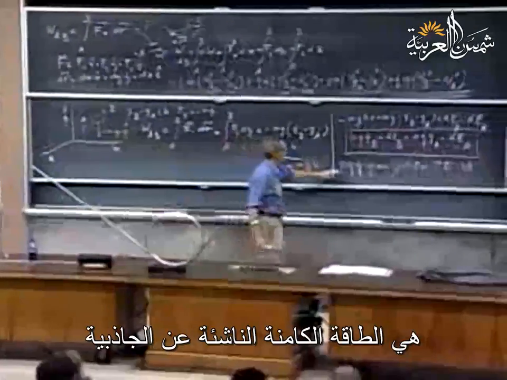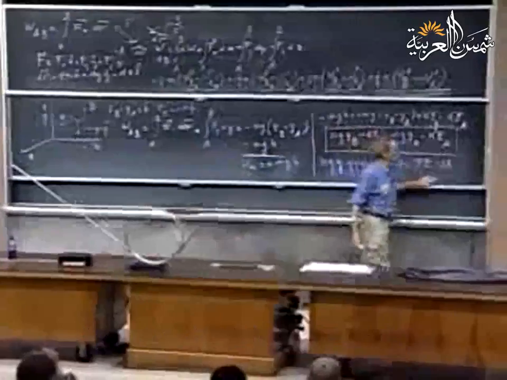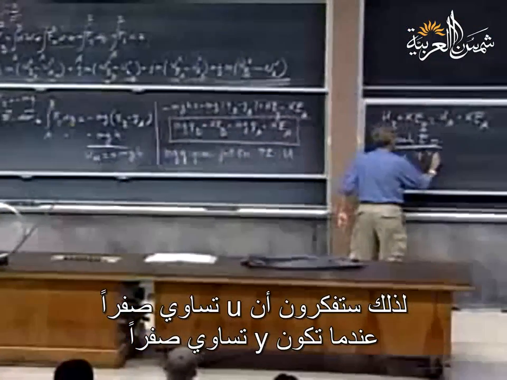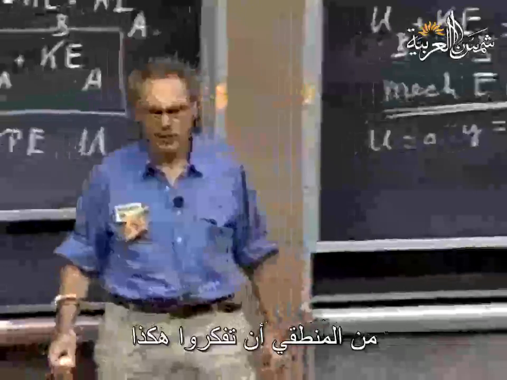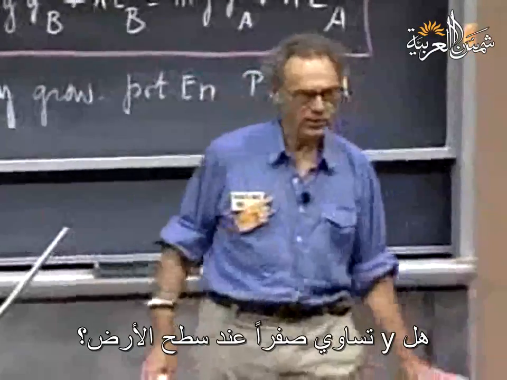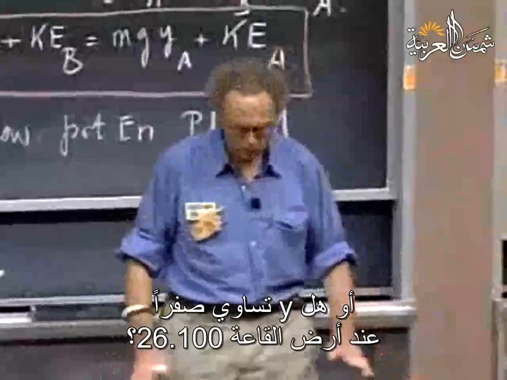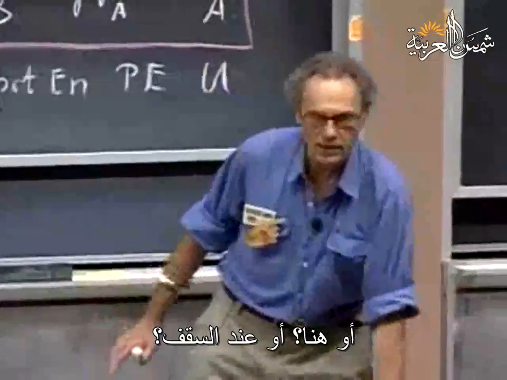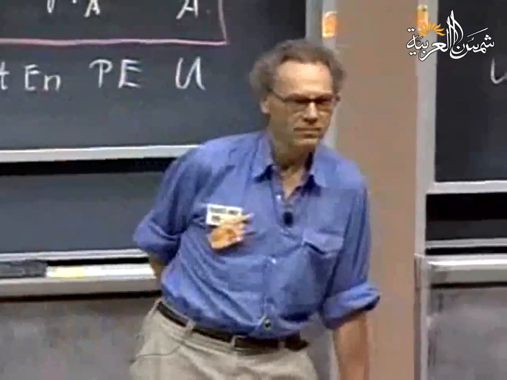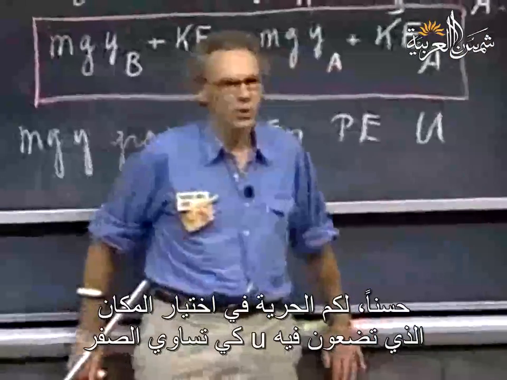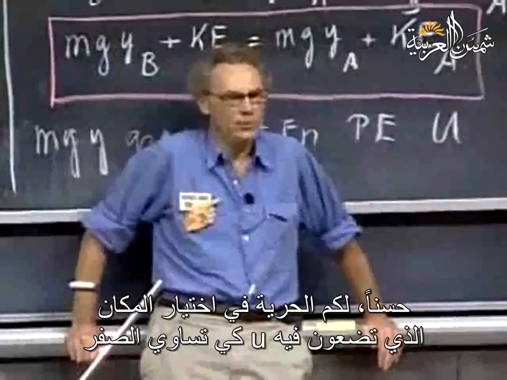You see, mgy is gravitational potential energy. So you would think that U is zero when y is zero. Not an unreasonable thing to think. But where is y zero? Is y zero at the surface of the Earth? Or is y zero at the floor of 26.100? Or is y zero here? Or is y zero the roof? Well, you are completely free to choose where you put U equals zero.